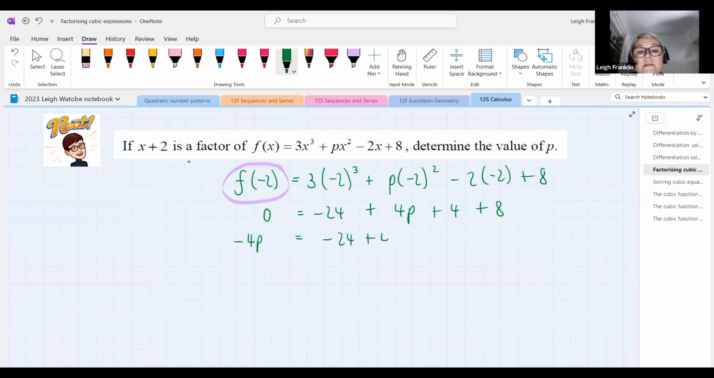and that means that -4p would be equal to -12. And then I divide both sides by -4. So we should be getting that p is 3. Yes, and Kaniso, good job. Well done.